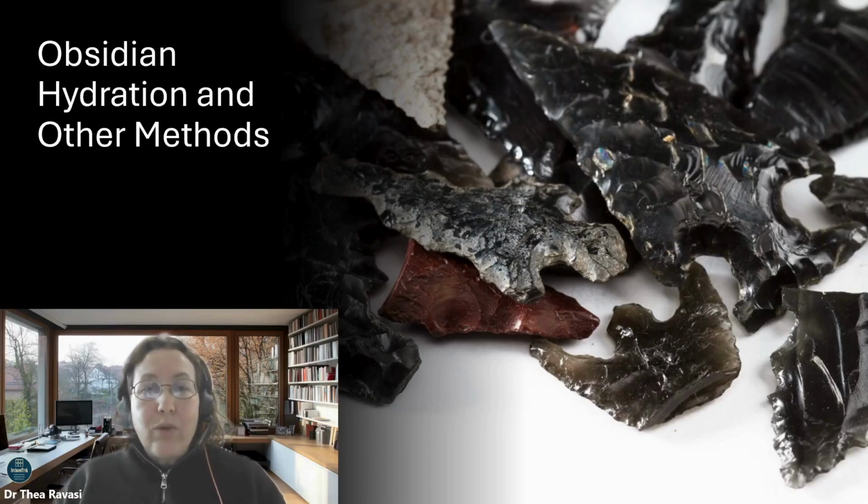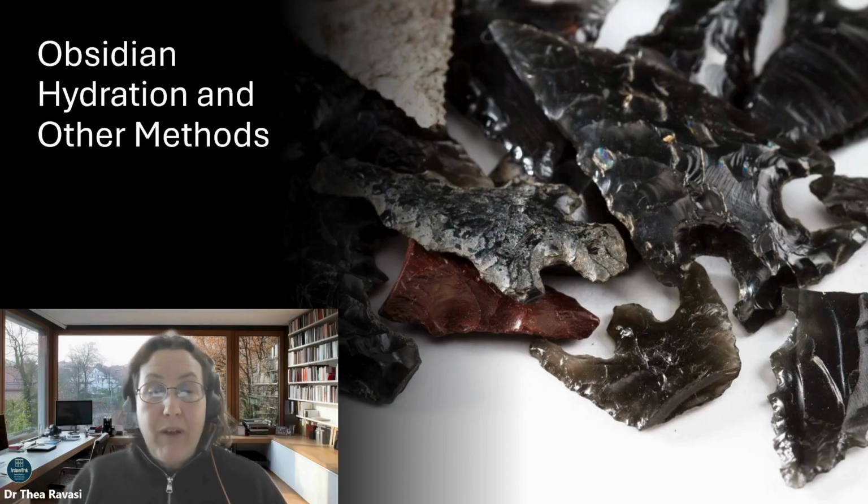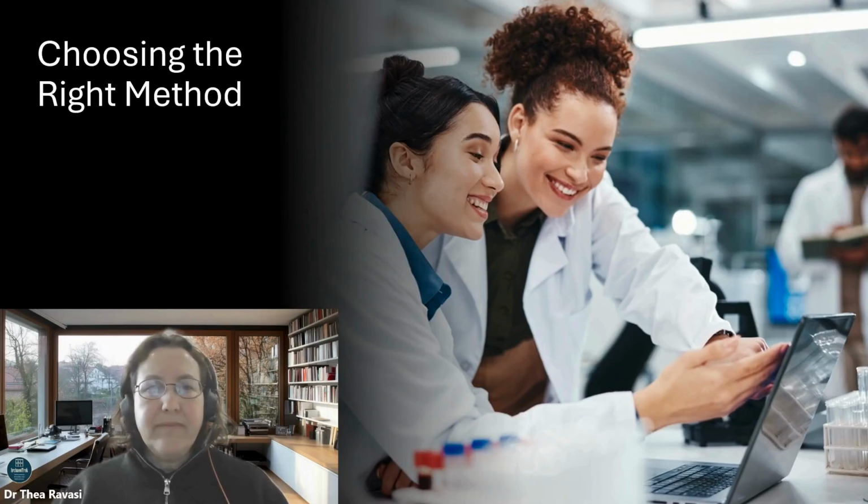Other methods include obsidian hydration. You see here objects, prehistoric arrowheads made out of obsidian, measuring how water absorbs into the surface of obsidian after it's been worked. And also other methods that can be used are archaeomagnetic dating, which analyzes how fired material records the Earth's magnetic field. These are useful in specific conditions and often serve as supplementary tools to broader methods like radiocarbon or luminescence.